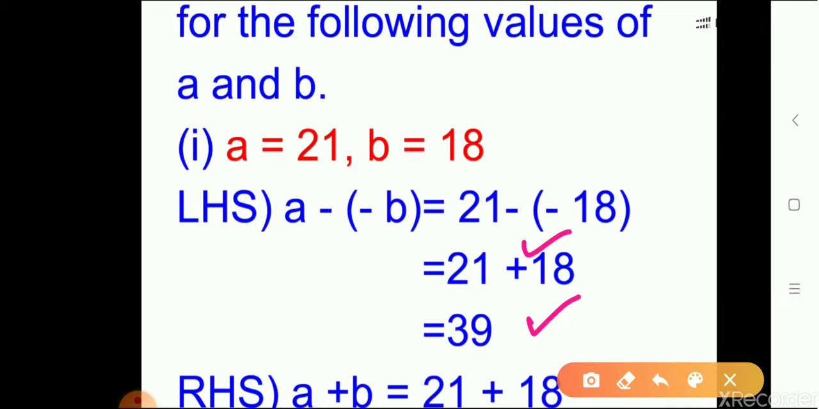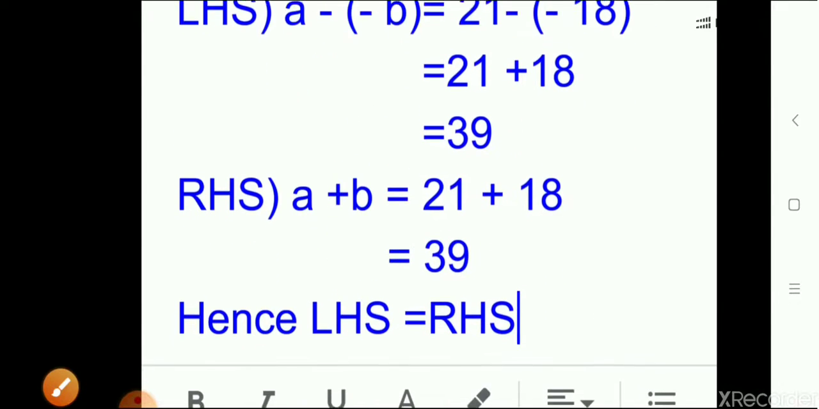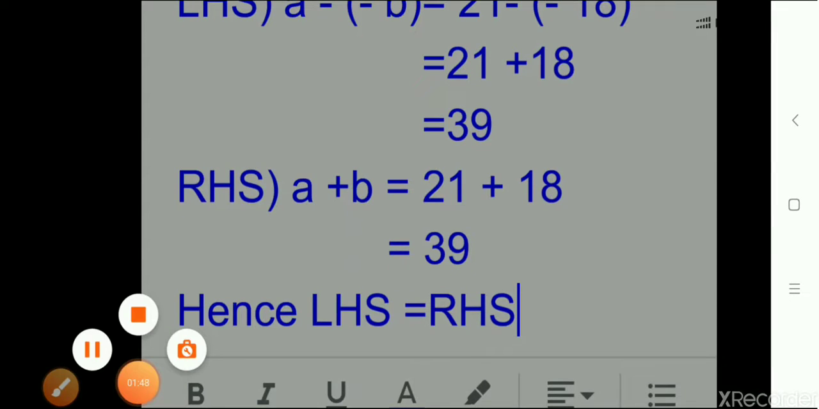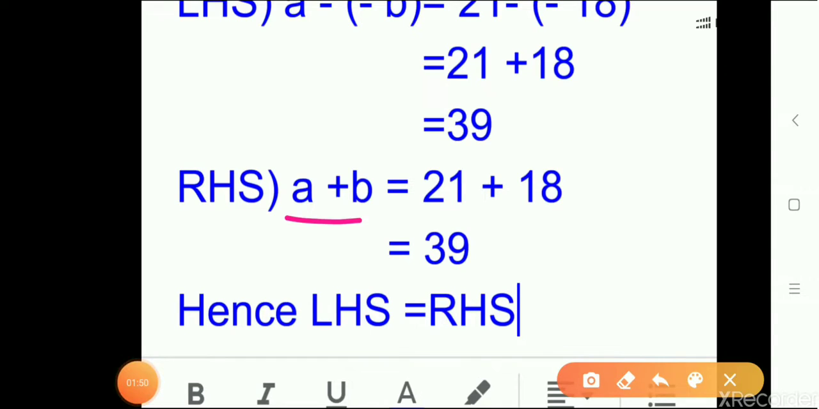Now we will see the case of RHS. Here the RHS is a plus b. So we will put up the values of a and b in the RHS. a plus b, that is 21 plus 18, because a is 21 and b is 18. Here also we are getting the answer 39.